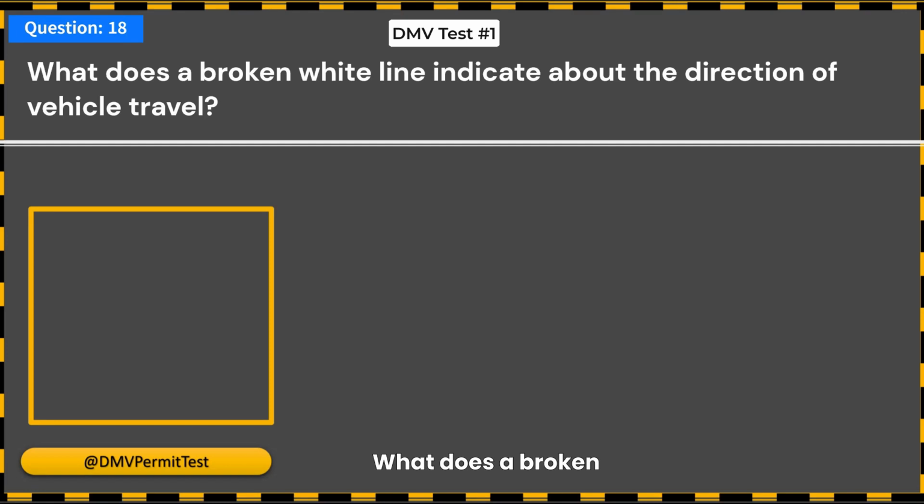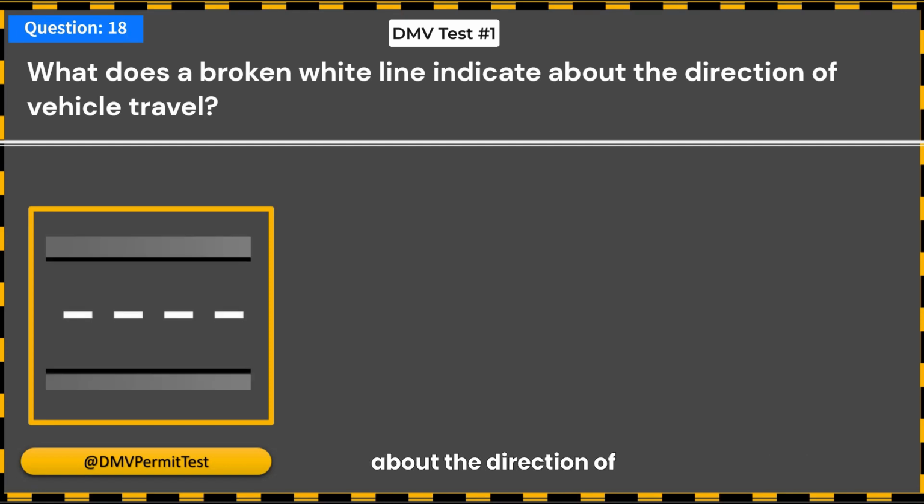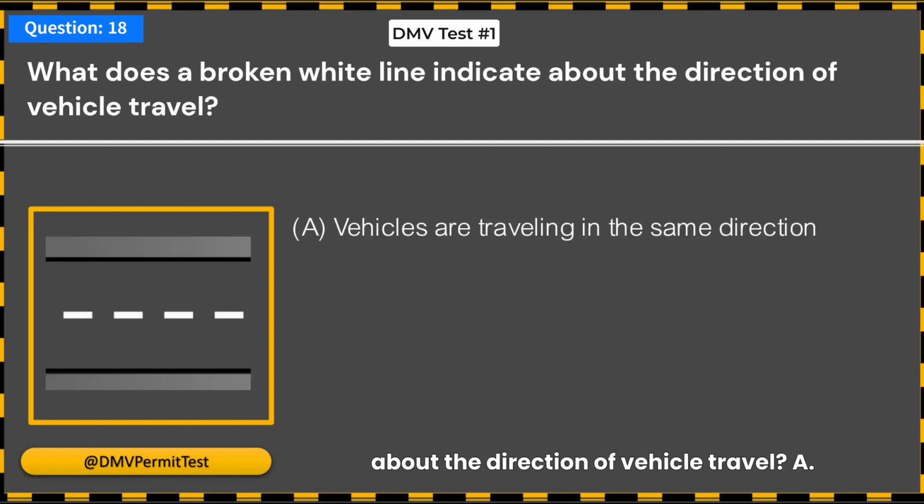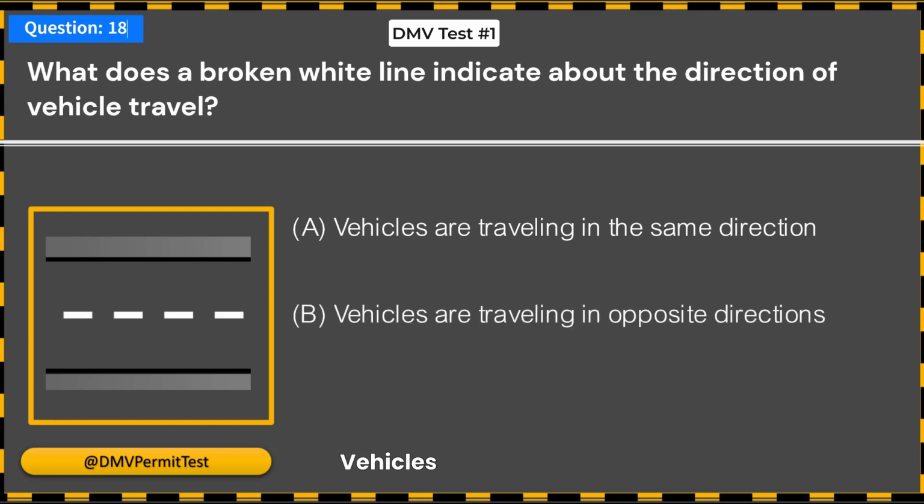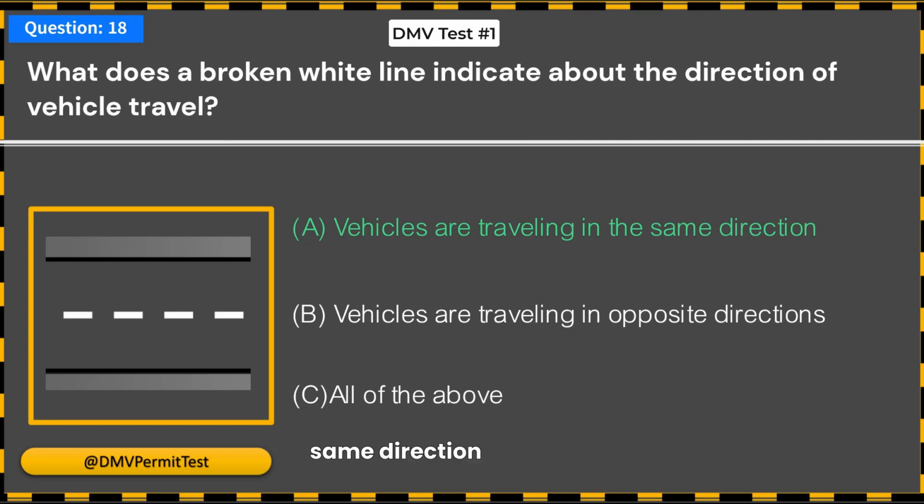What does a broken white line indicate about the direction of vehicle travel? A. Vehicles are traveling in the same direction. B. Vehicles are traveling in opposite directions. C. All of the above. Correct answer, A. Vehicles are traveling in the same direction. Broken white lines separate lanes of traffic going in the same direction. You may change lanes with caution.